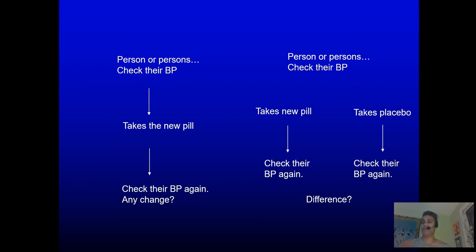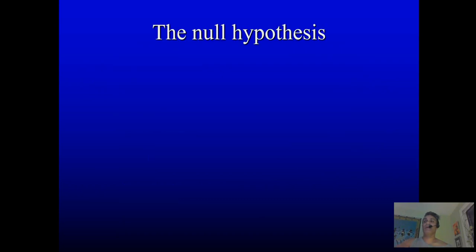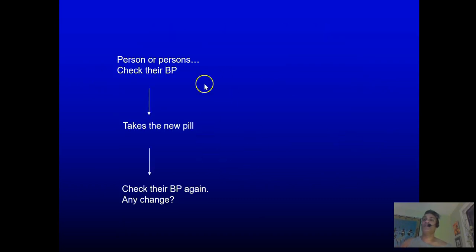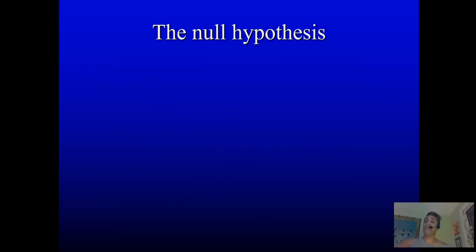Put that in the back of your brain. We're going to come back to that later on. Okay? But first, we're going to focus on the one-group test. So we've got a bunch of people, or one person. We check the blood pressure at baseline, you take the pill, and we see how much it changed.